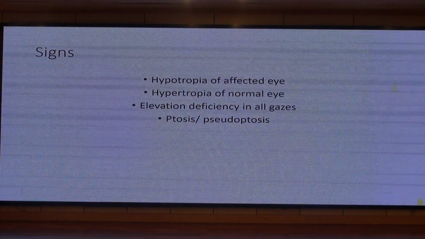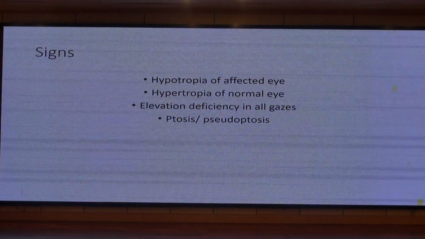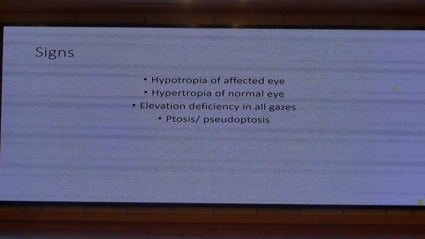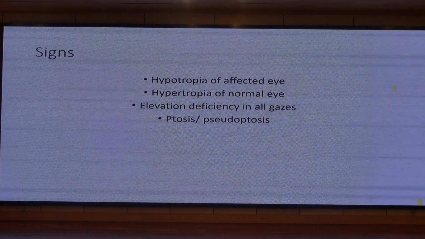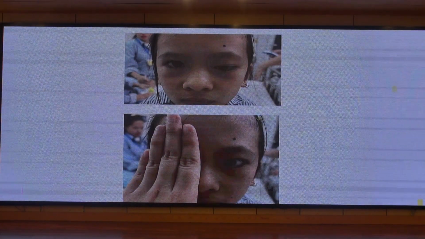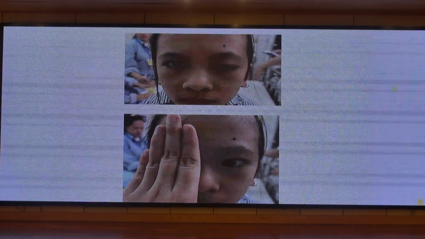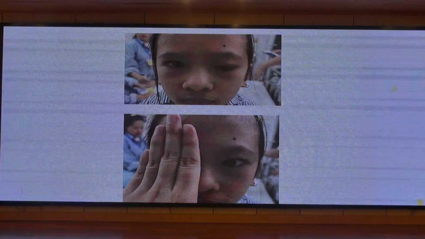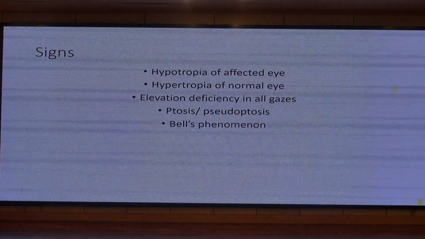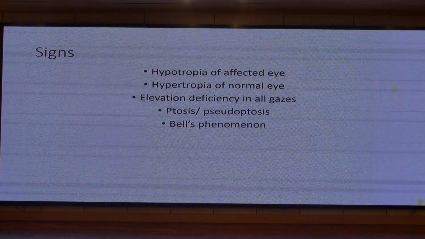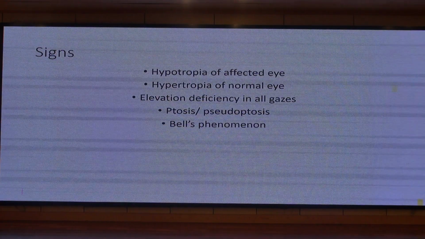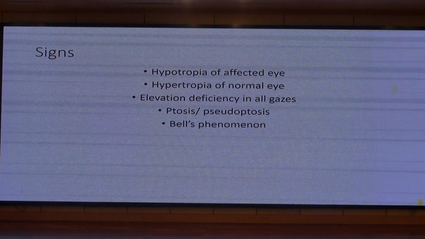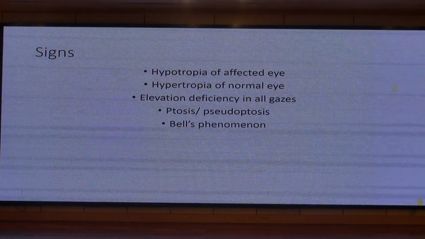Next sign is ptosis, which can be associated with hypertropia because of the fascial attachment between the levator palpebrae superioris and the superior rectus muscle. Ptosis can be present in primary gaze when fixating with the normal eye. However, when the normal eye is covered, the hypertropic eye takes up fixation and the eyelid moves up. And Bell phenomenon is typically absent in type 1 and type 2, but is usually present in the case of MED resulting from supranuclear defect.